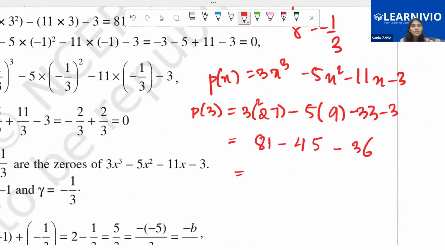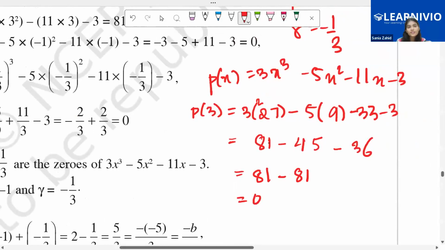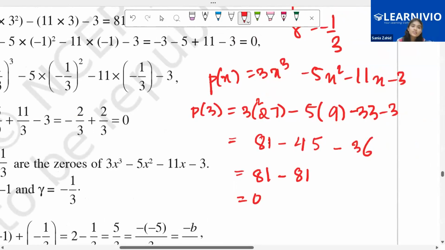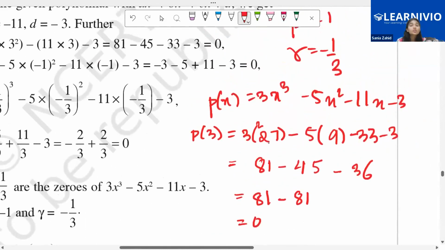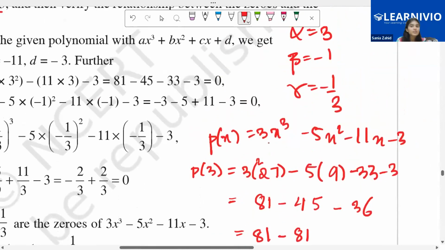So 81 minus 45 minus 36 you have. So 81 minus 81 only, because 45 and 36 added gives you 81. And since both of them have a negative sign, it will be negative. So 81 minus 81 is 0, right? So you get 0 as your answer. So that means is 3 a zero of the polynomial? Yes or no? Yes, ma'am. It is. Okay. So next polynomial is -1.